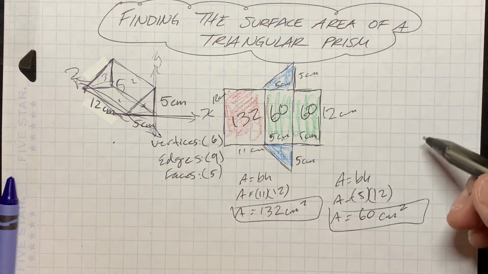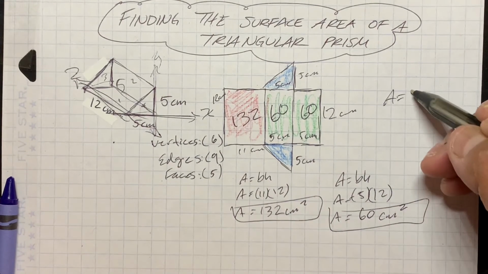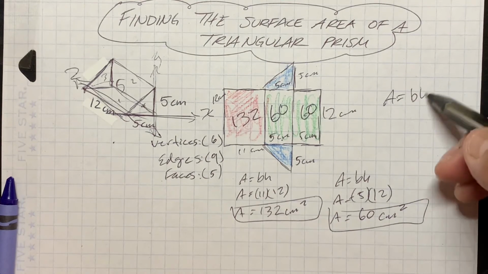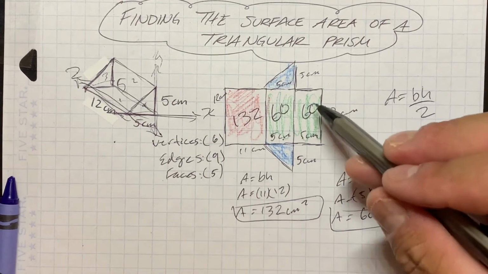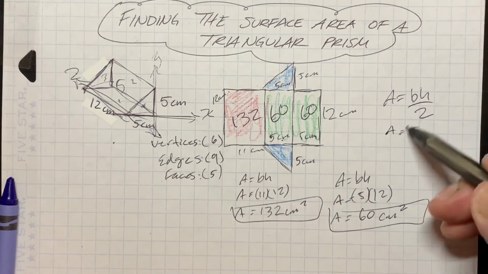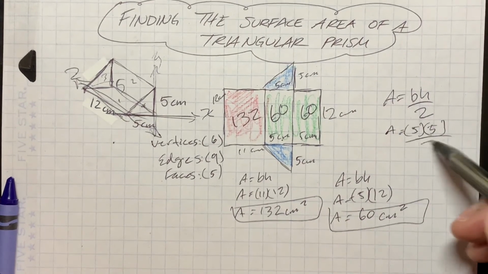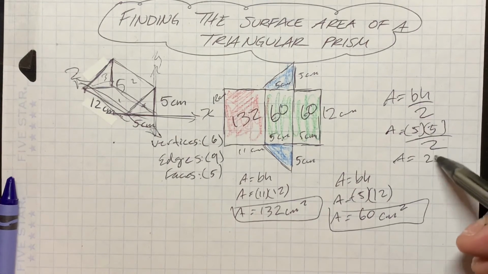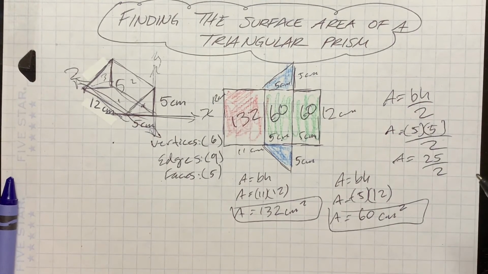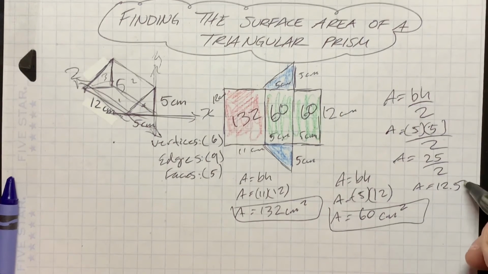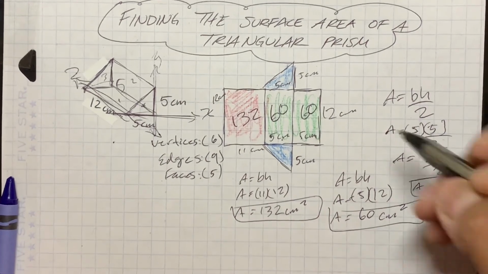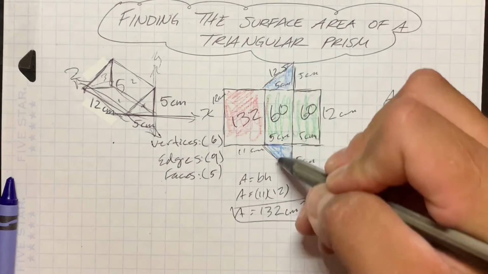Now here, the triangles. Formula for triangles, area equals base times height divided by 2, or half times base times height. Okay, so the base here is going to be 5 centimeters. The height 5 centimeters divided by 2. 5 times 5 equals 25. All right, divided by 2, and 25 divided by 2, that will give us 12.5 centimeters squared. So this is 12.5, 12.5.